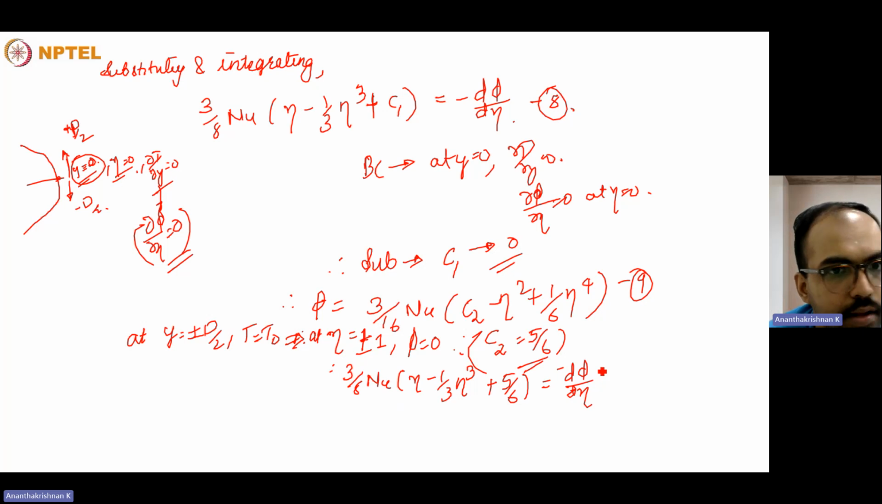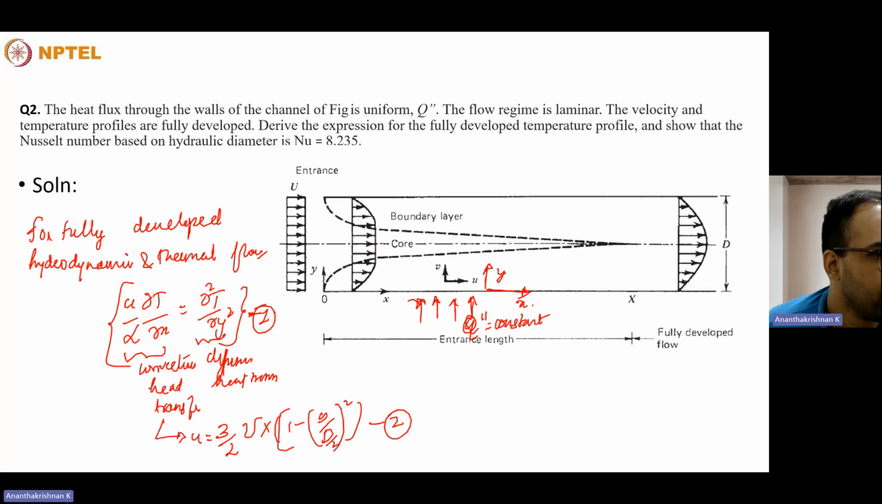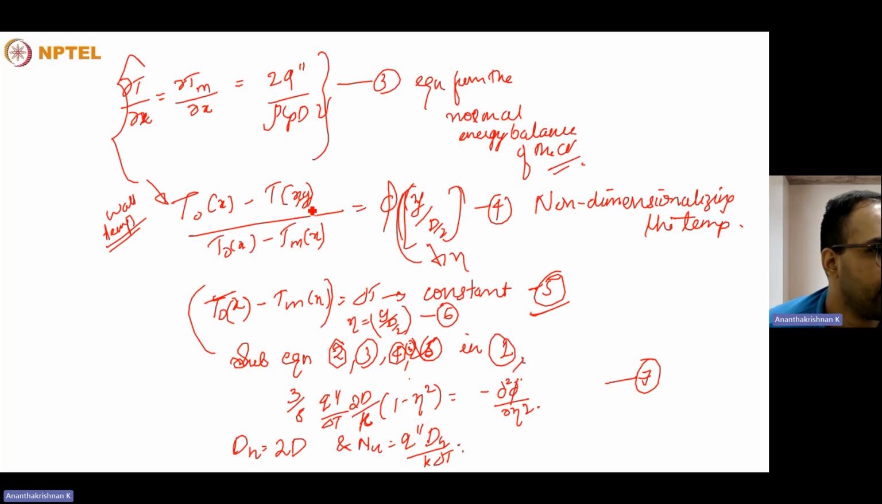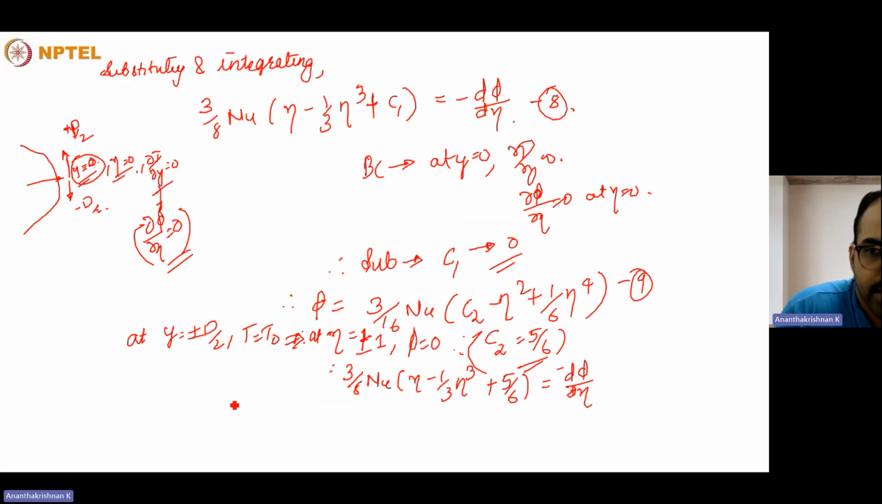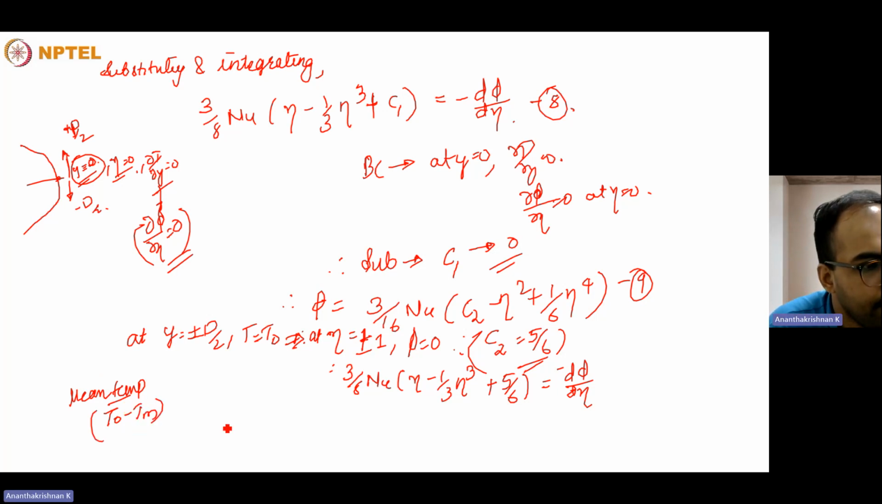So till now we haven't used a mean temperature equation. Till now we have used a term for mean temperature, but we haven't used the mean temperature equation as such. So what we could write is that, for the mean temperature calculation, T0 minus Tm into U into D is equal to minus of integration from minus D by 2 to D by 2, U into T outer minus T into dy.